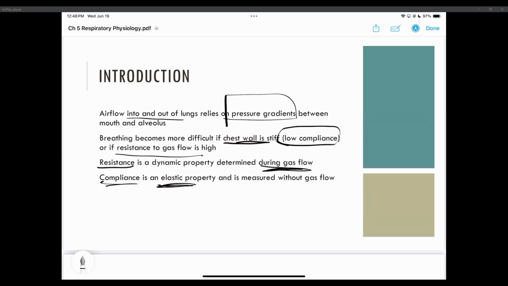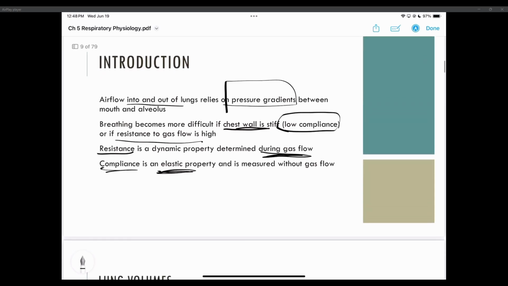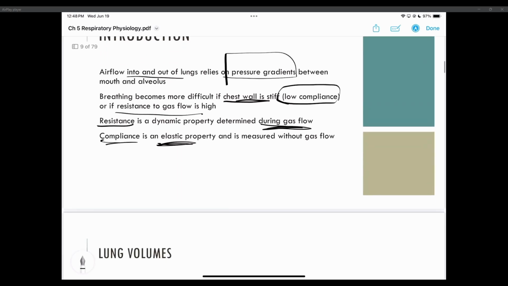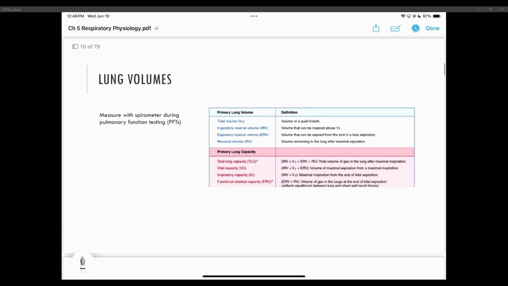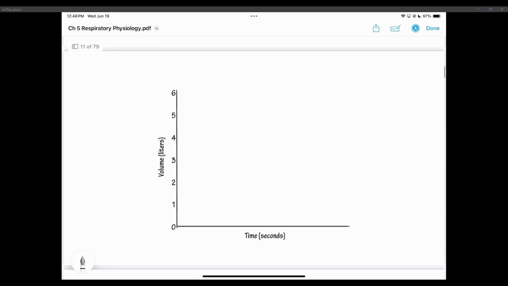So resistance is a dynamic property, it happens during flow. Are we resisting your flow of air, making it harder to breathe? Asthma, bronchitis, those obstructive diseases. And then compliance is elasticity of the lungs. So we have to talk about lung volumes. We're going to draw it out. All these are just definitions, and we'll talk about these as we draw out our lung volumes on this curve.